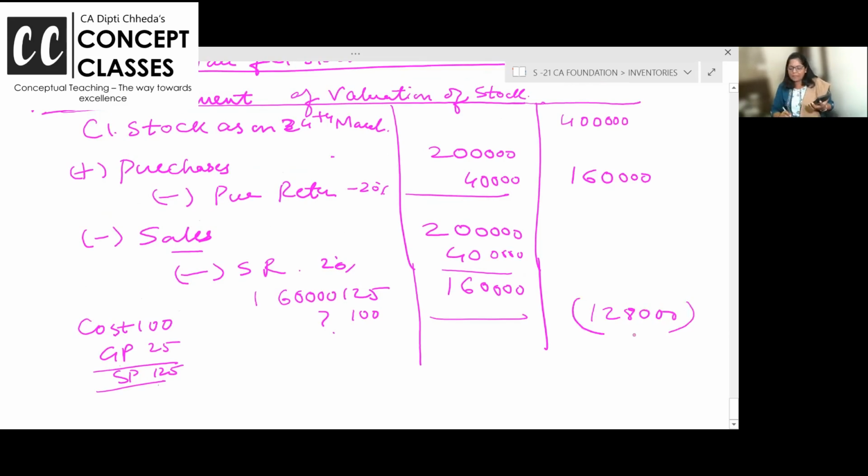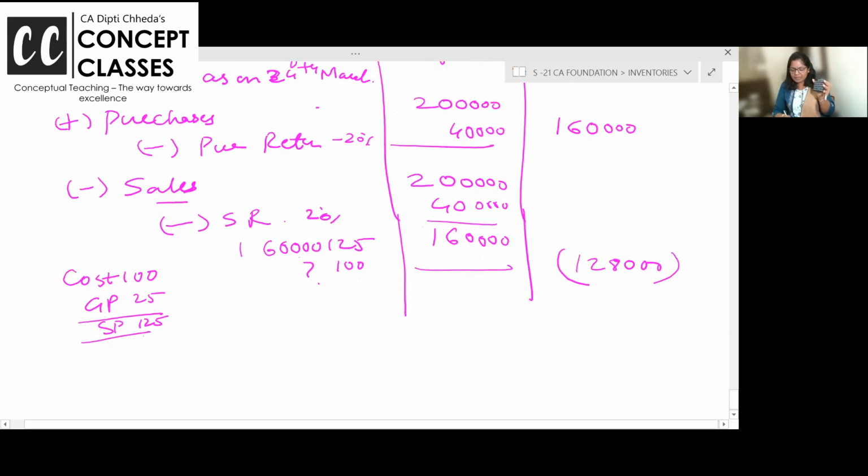Any doubt, put me a message. 2 lakh goods are sold, but out of that 20% has come back as return. So 160 goods were there on 24th. They were there in the 4 lakh, but now they are sold. So you have to do what? Minus. So 160 is 125, 100 is how much? Cross multiply, you get the answer.